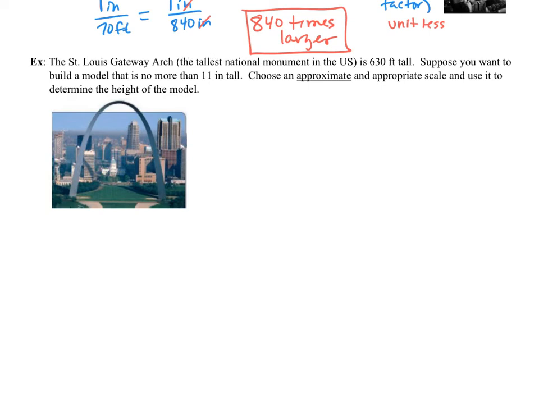Okay, so let's start by choosing an approximate scale. So if we look at our scale, remember scale compares units. So 11 inches on our model, we're going to compare that to 630 feet of the actual building, okay? Now, since we're approximating, let's go ahead and pick some numbers. Let's just round these numbers a little bit. I'm going to go ahead and round 11 down to 10 and 630 down to 600.